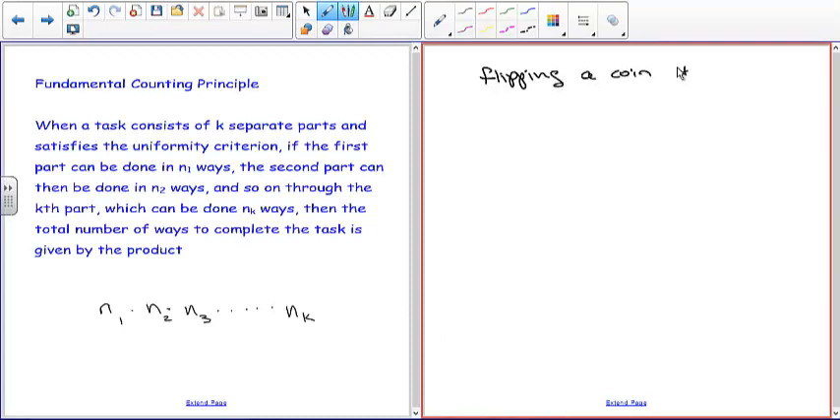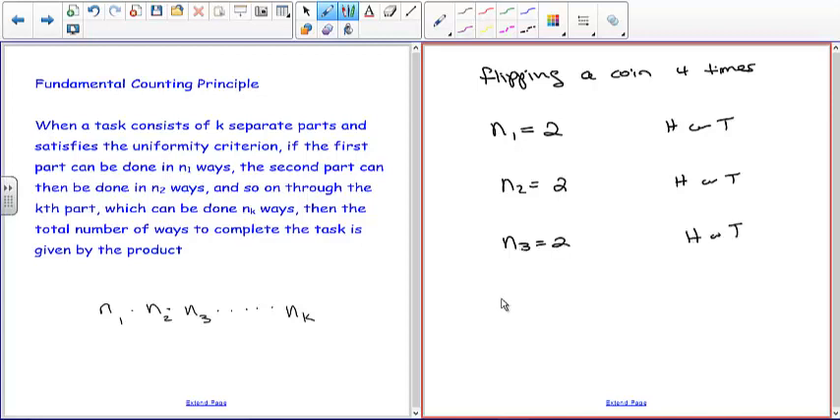4 times. So there's n sub 1 equals 2, heads or tails. n sub 2, that's the second flip. There are 2 results, heads or tails. n sub 3 equals 2, heads or tails. And n sub 4 equals 2, heads or tails. Those are my possible outcomes.